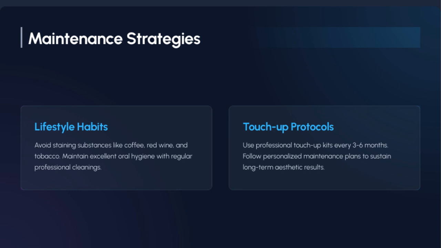When it comes to touch-up protocols, avoid substances that can stain, such as coffee, red wine, and tobacco. These can quickly dull the brightness we've aimed for. Additionally, maintaining excellent oral hygiene with regular professional cleanings plays a crucial role in preserving your results and ensuring overall oral health. Lifestyle habits also have a big impact. Being mindful of what you consume and sticking to good oral care routines supports the longevity of your enhancements.